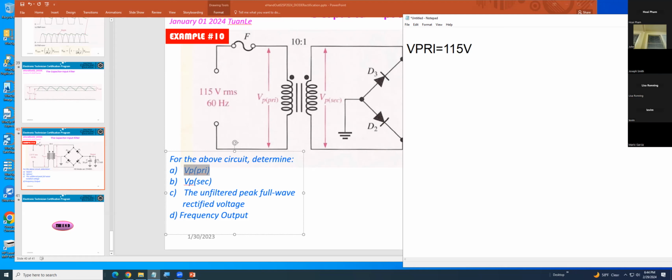Okay, I'm a little confused on that. Hold on. It said RMS, so I just assumed that was the secondary. For some reason, I thought they were flipped, but they're not. They gave you a 115 V RMS for V primary, right? Right. Okay, now they're asking for V peak primary.